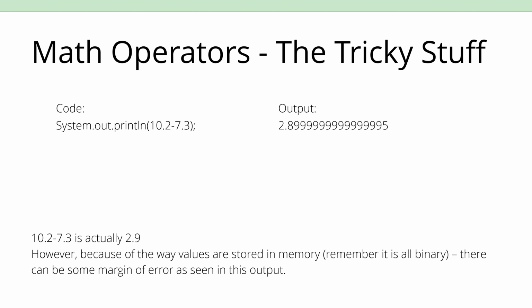All right, so back to this one. 10.2 minus 7.3 is actually 2.9. But like I said earlier, because of how everything is stored in memory as binary bits, zeros and ones, there can be some margin of error as seen in this output. And that error is called a rounding error.